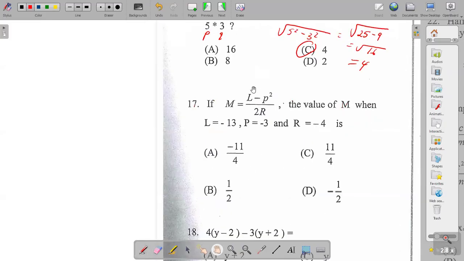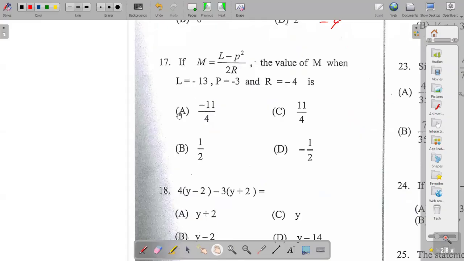Here again, we have substitution. So we just got to substitute the values. L is negative 13. So that's negative 13 minus P squared. What is P? Negative 3. So negative 3 squared is just 9 over 2R. What is R? R is negative 4. So that's negative 8, because 2 times negative 4 is negative 8. So here we will have negative 22 over negative 8.